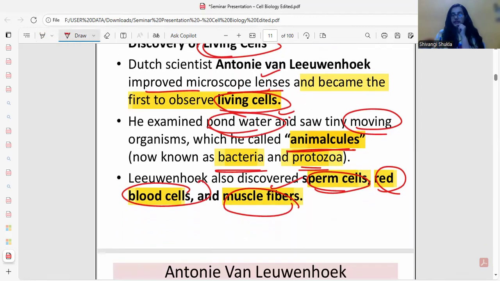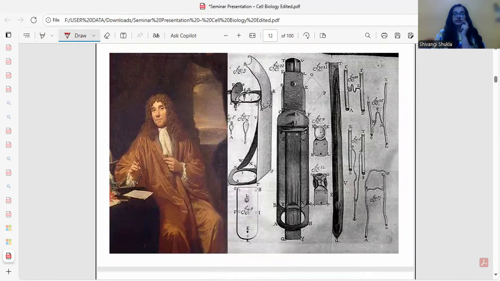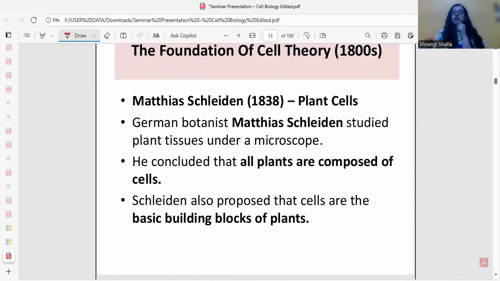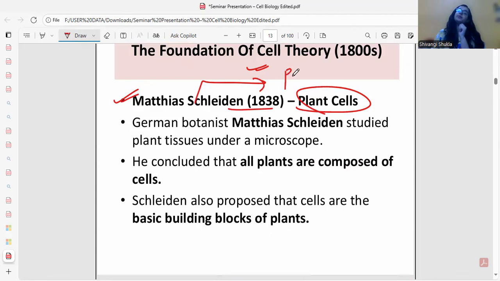Moving on to the next scientist. Before that, let's see. It is the picture of Antony von Leeuwenhoek, and this is the microscope that he used. The foundation of cell theory was put forward by Matthias Schleiden. He observed the plant cells, so definitely he is going to be a botanist.